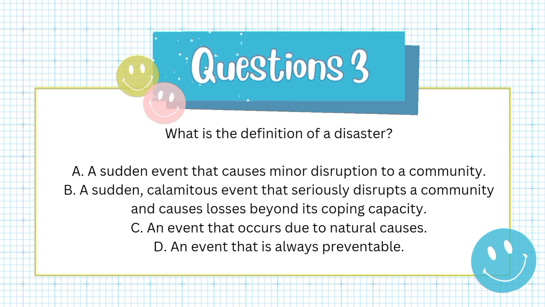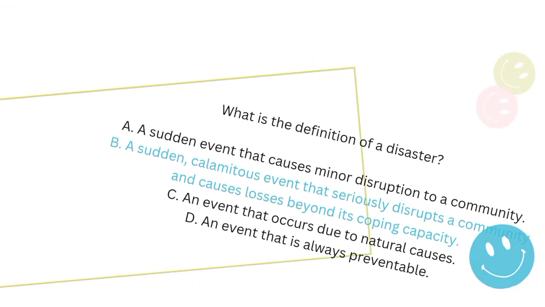3. What is the definition of a disaster? A. A sudden event that causes minor disruption to a community. B. A sudden, calamitous event that seriously disrupts a community and causes losses beyond its coping capacity. C. An event that occurs due to natural causes. D. An event that is always preventable. The correct answer is B. A sudden, calamitous event that seriously disrupts a community and causes losses beyond its coping capacity.